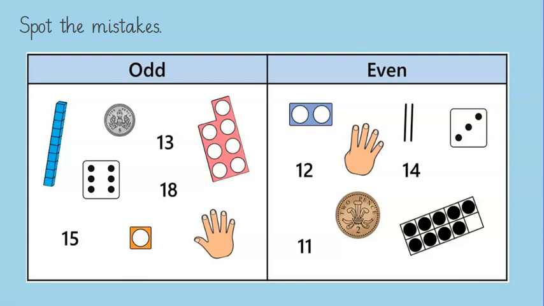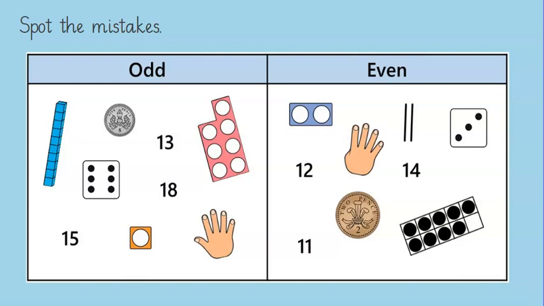Firstly, can you spot the mistakes in my table? So I've got odd numbers on one side here and I've got even numbers on one side here. Is there anything I've done wrong? Pause the video and talk about this with whoever you're with, even with yourself. Pause video and press play when you're ready.